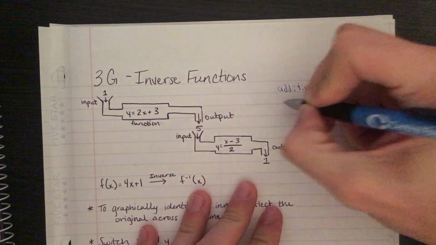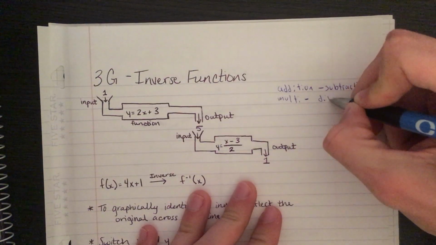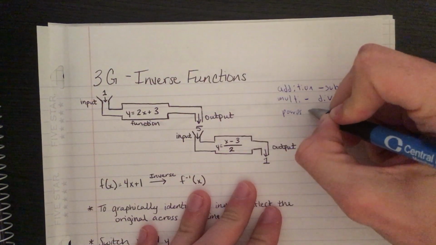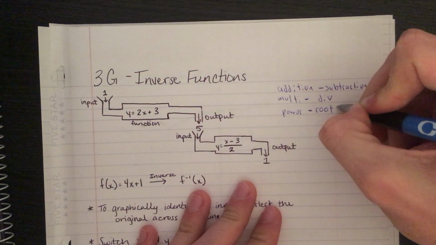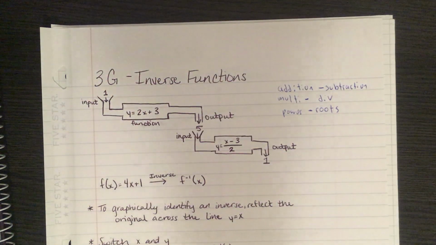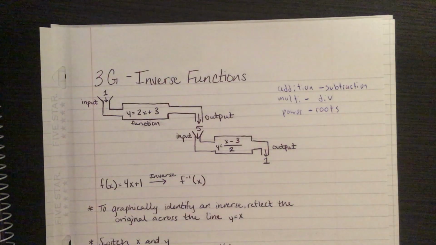There's multiplication and division. There are also powers and roots. So if something is to the second power, you take the square root to get rid of it. And we're going to be talking about what that looks like with functions today.